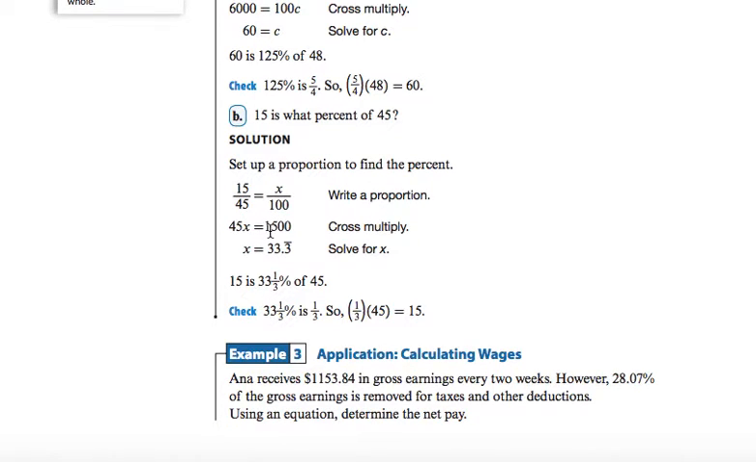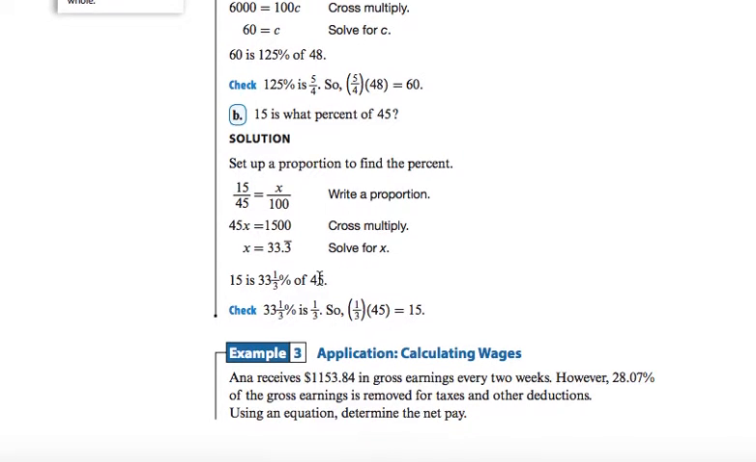15 times 100 is 1,500. We divide by 45 on both sides, and you'd get x equals 33.3. So 15 is 33% of 45.